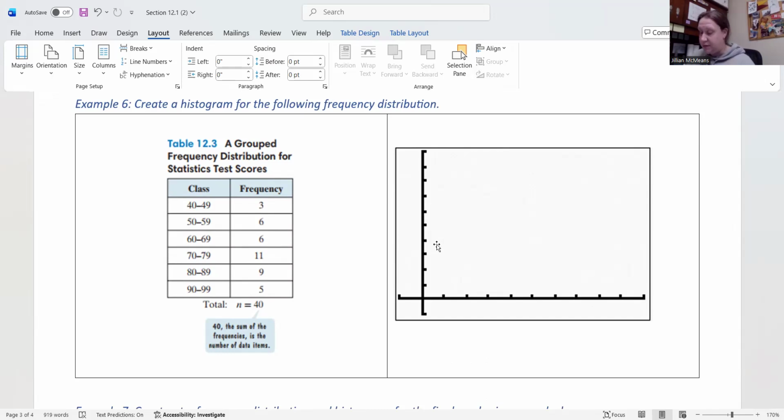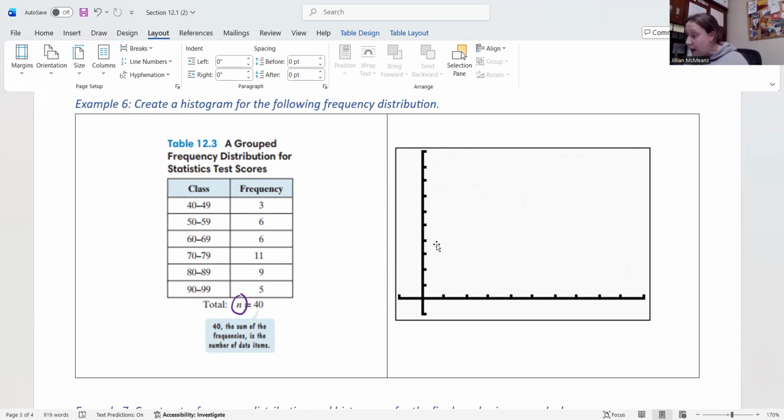Now, I do want to point something out. Notice this N right here. That is something that you will see again in this chapter. N is going to always, for us in this chapter, represent the number of data items. Okay, so anytime you see a lowercase n in this chapter, number of data items is what you should think.